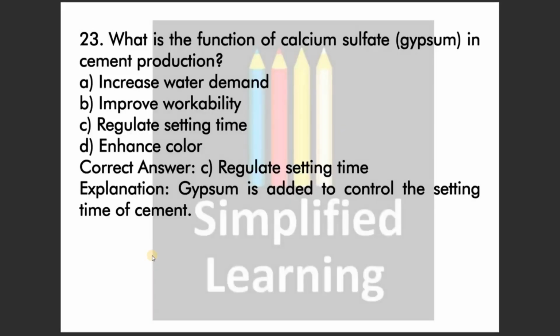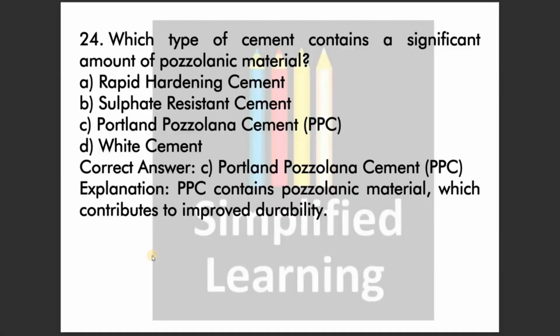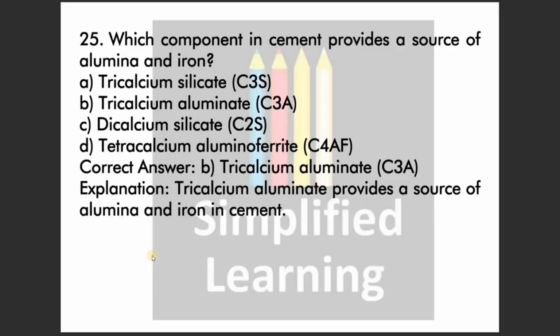Then what is the function of calcium sulfate, or let's say gypsum, in cement production? Gypsum regulates the setting time of cement. Then which type of cement contains a significant amount of pozzolanic material? The answer is Portland pozzolana cement, that is PPC. It contains pozzolanic material which contributes to improved durability of cement. Then which component in cement provides a source of alumina and iron? Tricalcium aluminate provides a source of alumina and iron in cement.